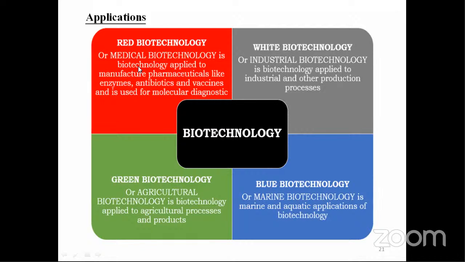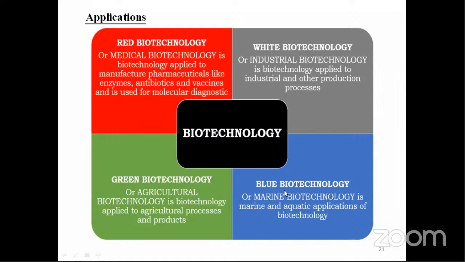When it comes with the red color, it indicates medical biotechnology, which is biotechnology applied to manufacture pharmaceuticals like enzymes, antibiotics, and vaccines, and is used for molecular diagnostics. So see how biotechnology is used in the medical field. This is referred to as red biotechnology. Then white biotechnology, otherwise also known as industrial biotechnology, is biotechnology applied to industrial and other production processes, like beer, liquors, beverages, acids, etc. Then green biotechnology. When we use the word green, understand that it is concerned with agricultural biotechnology. It is biotechnology applied to agricultural processes and products.